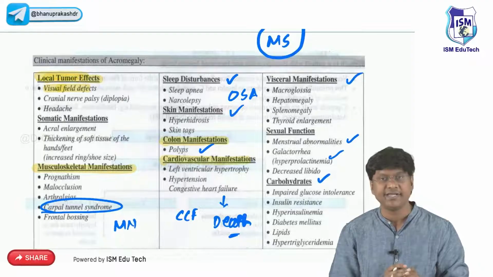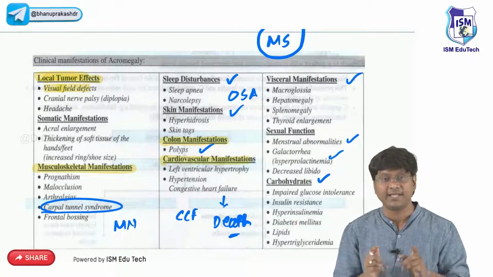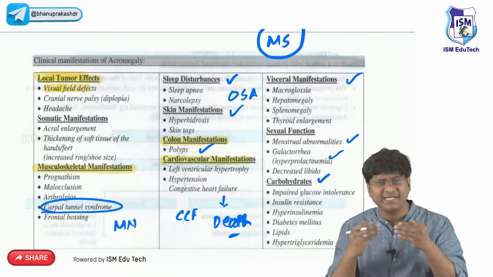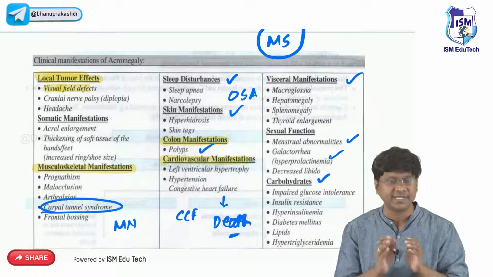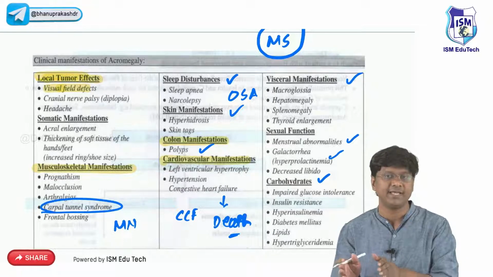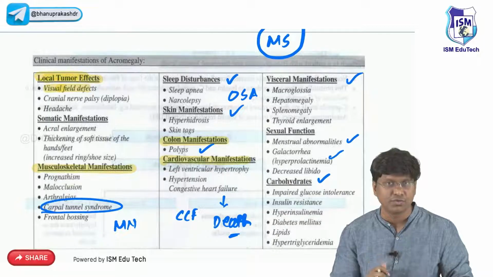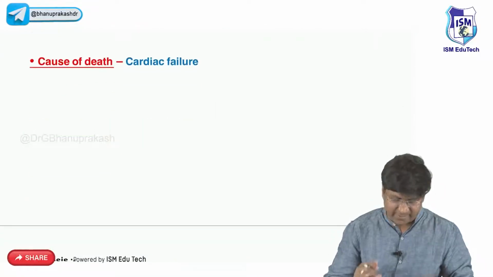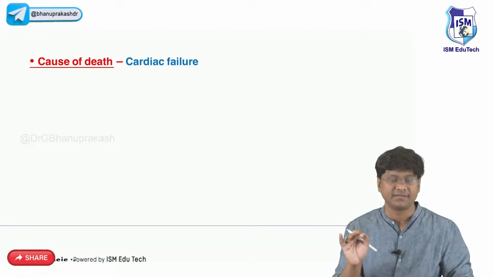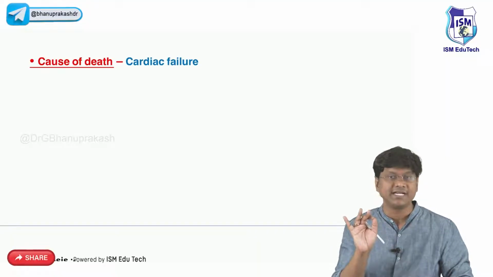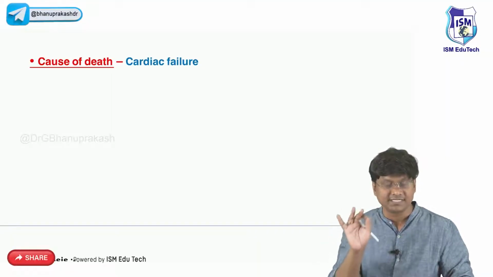Now, carbohydrate intolerance will be there in patients with acromegaly. Why? Because growth hormone will increase the hepatic gluconeogenesis, and that is the reason why in patients with acromegaly there will be carbohydrate or glucose intolerance. Then followed by that, what exactly is the cause of death in patients with acromegaly? That will be the cardiac failure. That is the cause of death.